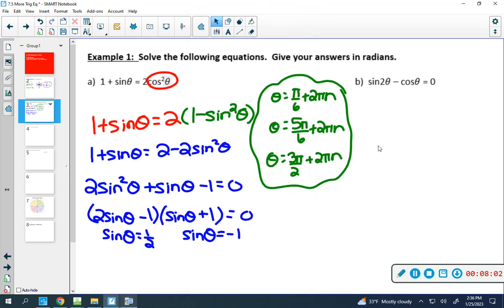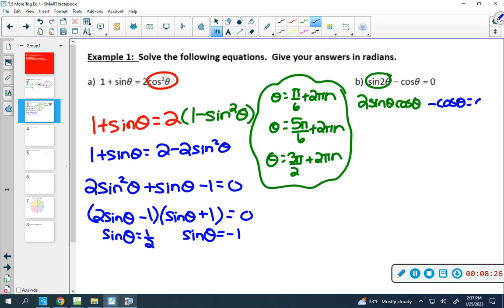Let's do B. Now, right away, I don't like you have sine and cos. Muy malo. There's my good Spanish for you. Identity. Notice I wrote in green right there. That is your double angle identity. 2 sine cos. That is found under double angle identities.